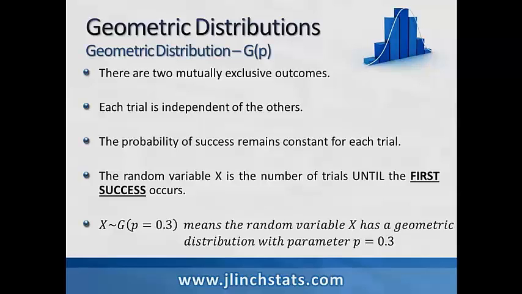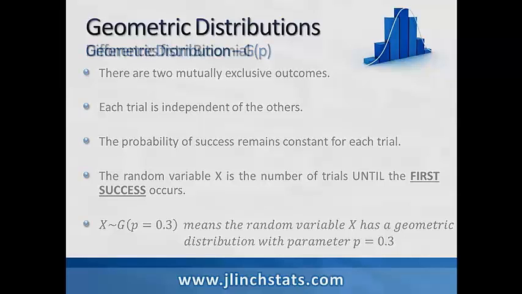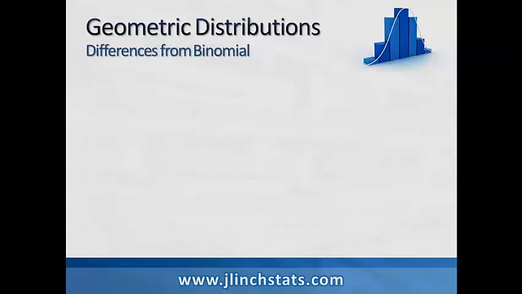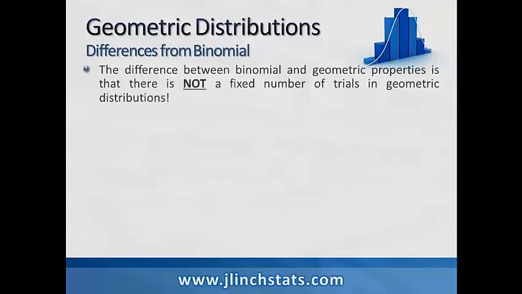One noticeable difference between the geometric distribution and the binomial distribution is that in a binomial distribution we have a fixed number of trials. In a geometric distribution, we do not. We are only considering the time until first success. So let's compare once again the differences between a binomial and a geometric distribution. The difference between binomial and geometric properties is there is not a fixed number of trials in a geometric distribution. And in a binomial distribution, there is a fixed number of trials.